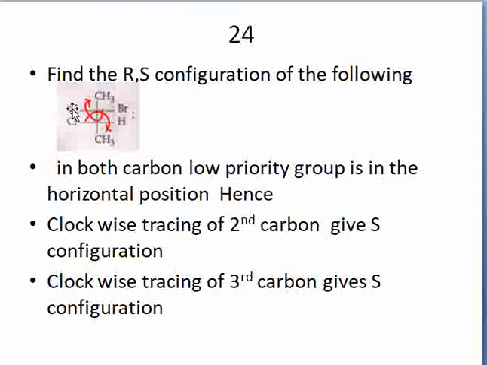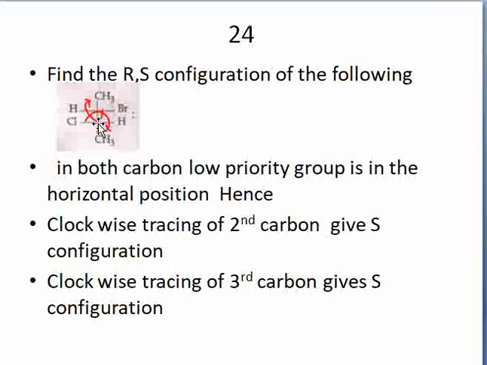Here the least priority group, hydrogen, is in the horizontal position. Tracing the groups clockwise, this is priority number 1, this priority number 2 and this priority number 3. When the least priority group is in the horizontal position, clockwise tracing gives the S configuration for the second carbon.